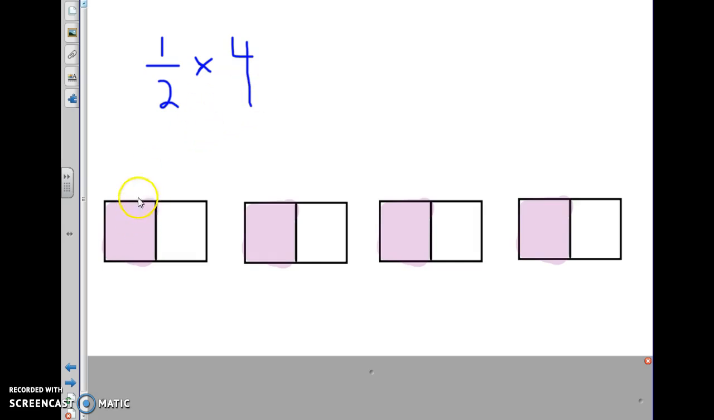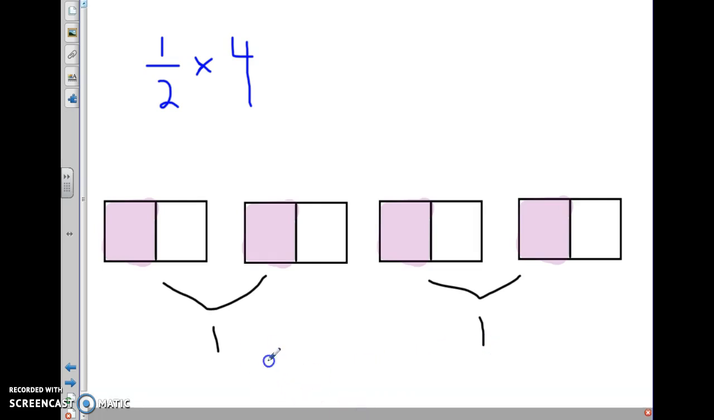If I look at what I have, 1/2 here and 1/2 here, well, if I put those halves together, I'm going to have 1 whole, right? And then I have a half here and a half here. If I put those halves together, I'm going to have another 1 whole. So obviously, if I put those together, I'm going to get 2, right? So this is going to equal 2, right?